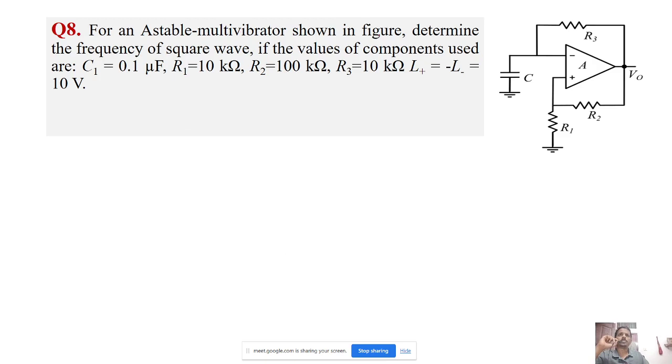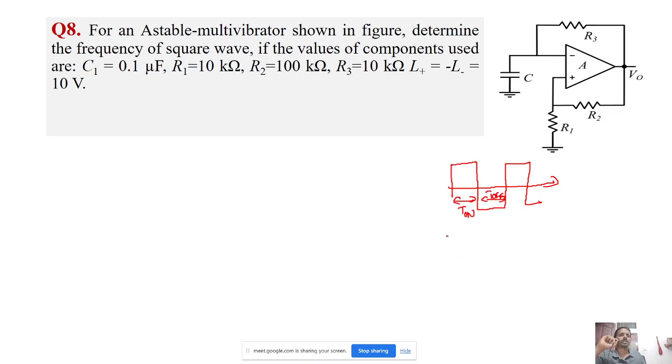Now coming to the next question. For an astable multivibrator shown in the figure, determine the frequency of the square wave if the values of components used are C1 equal to 0.1 microfarad, R1 equal to 10 kilo ohm, R2 equal to 100 kilo ohm, R3 10 kilo ohm, and L plus and L minus is 10 volt. So it's basically an astable multivibrator. We know the output will be a square wave, and there will be an on time and an off time.